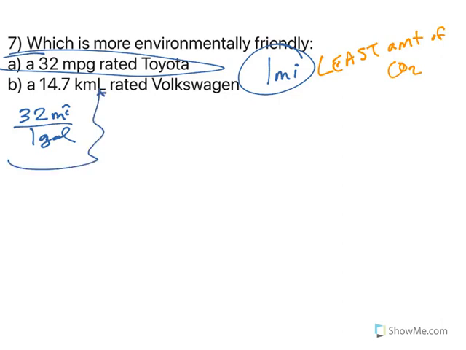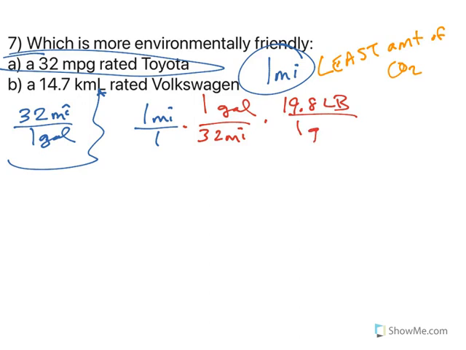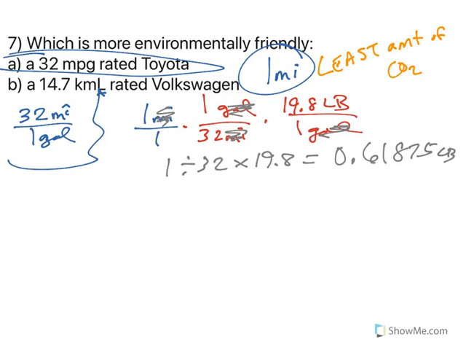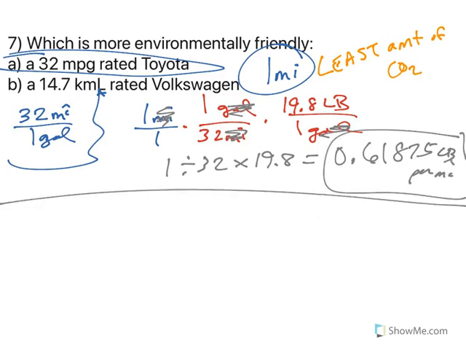So for this Toyota, if I have 1 mile over 1, then I would put 32 miles on the bottom, 1 gallon on the top, and then 19.8 pounds over 1 gallon on the bottom, right? Because miles cancels out, gallons cancels out, and I'm left in pounds. So if I take 1 divided by 32 times 19.8, I end up with 0.61875 pounds per mile. Okay, great. That's part A.